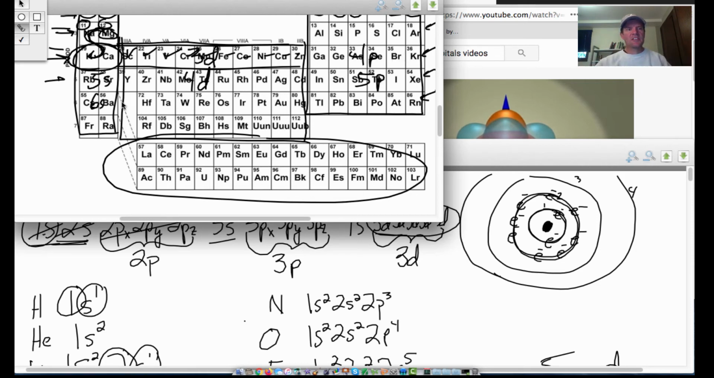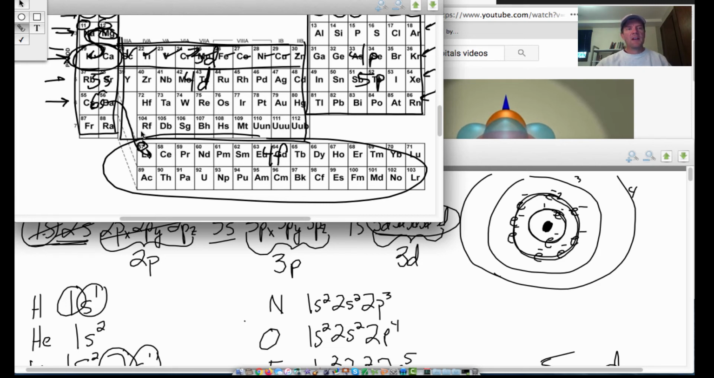So after number 56, barium, we actually should come here to number 57. And this is your F block. This is where you're filling the 4f. Yes, I said 4. 4f in the 6th row. The f block is always 2 less than the row number. Sorry about that, just how it is. So we're still filling the 4f.